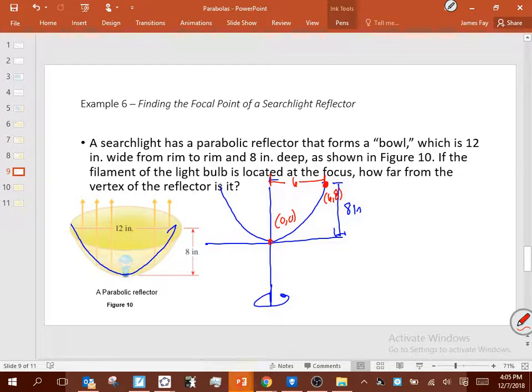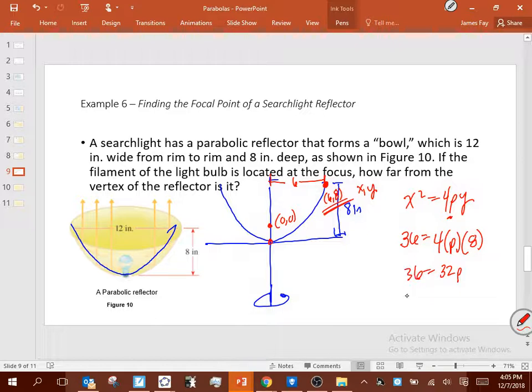Now, the question is, where's the focus of this thing? Where's that point at? Well, how do I do this? That point right there is an (x, y). We know this thing's opening upward, so it is of the form x squared equals 4py. P is the location of that focus on the y-axis. So what I'm going to do is plug in this x and y. X is 6, so this will become 36. We've got 4 times p times y, which is 8. So I get 32p is equal to 36. I'll divide both sides by 32. I get 36 over 32 is equal to p. Both those have a 4 in common, so I get 9/8 is equal to p.